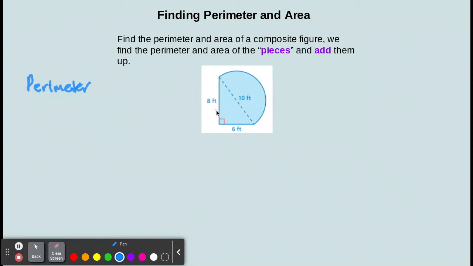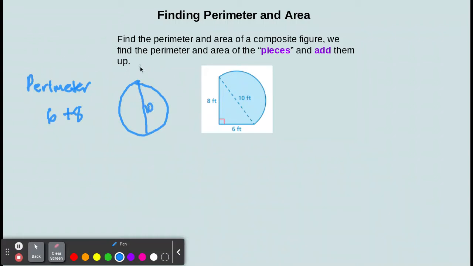So we start here, we walk 6 feet. We turn the corner and we walk 8 more feet. And now we have to walk all the way around here. What is this piece here? This piece is actually a semicircle, so we know this is half the circumference of the full circle. Our full circle would be like this with a diameter of 10, but we want half of that.